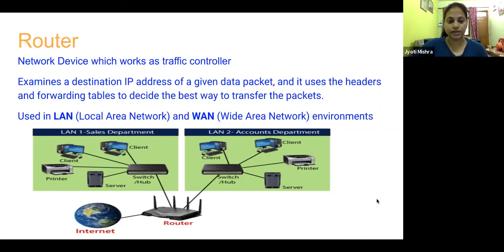You can see this example. You have a sales department, which is LAN 1, then you have another department, which is LAN 2. Internally they are connected using a switch and hub, but when they had to talk across, that time everything goes via the router.